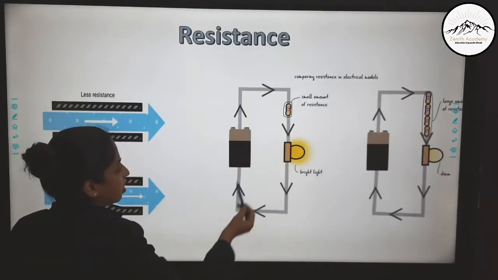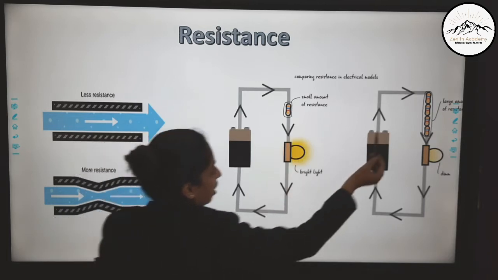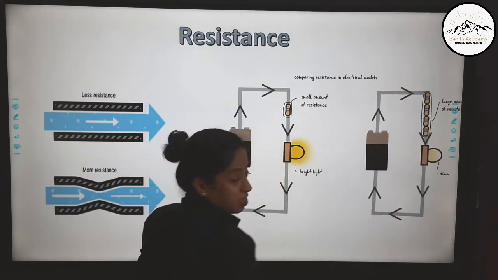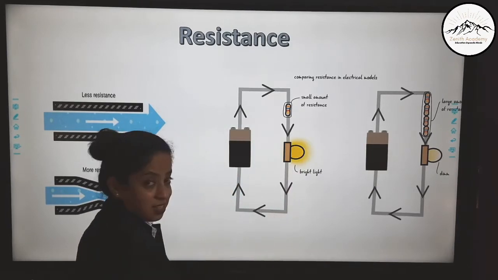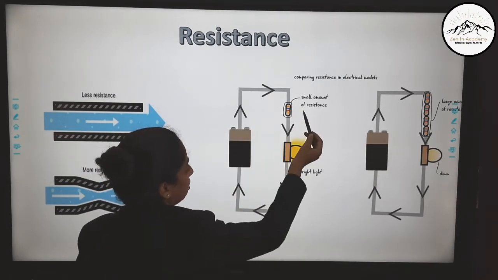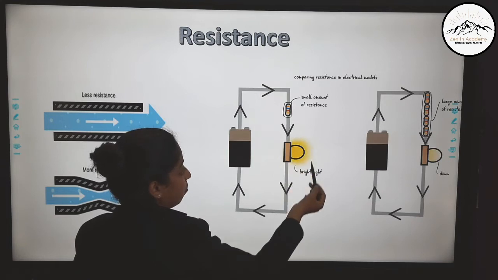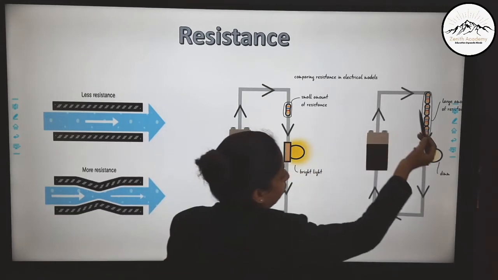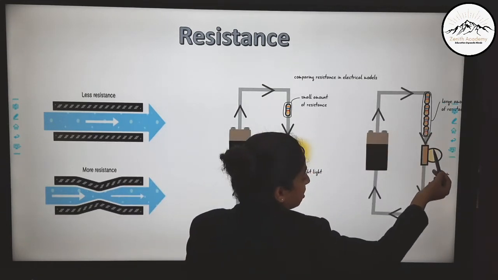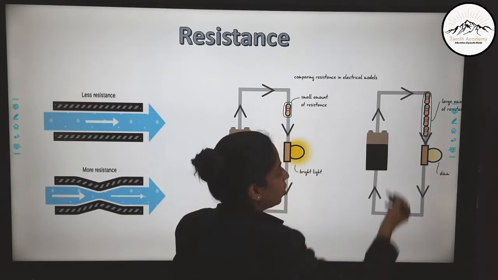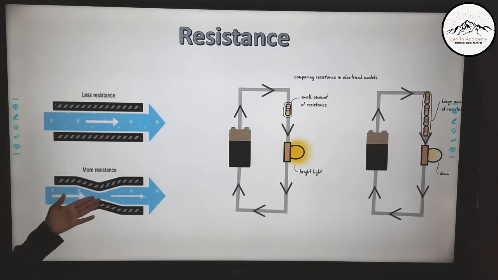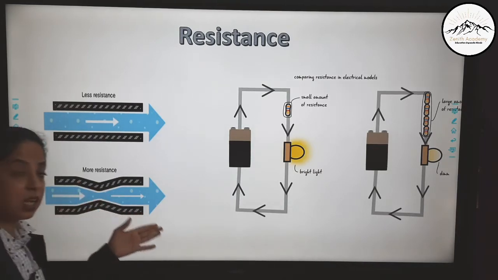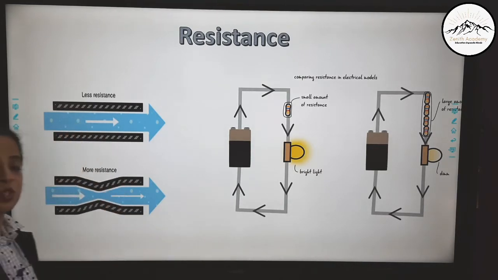You can see in this circuit I have attached a resistor, and here I have attached 4 resistors in series. So this is offering more resistance and this is offering less resistance. The one offering less resistance, the bulb glows brightly, and the one giving large resistance, the bulb is glowing dimly because less current is flowing. So the more the resistance, the less the current, and the less the resistance, the more the current.